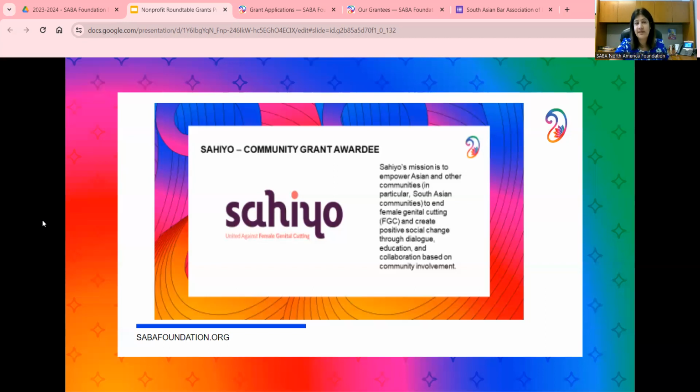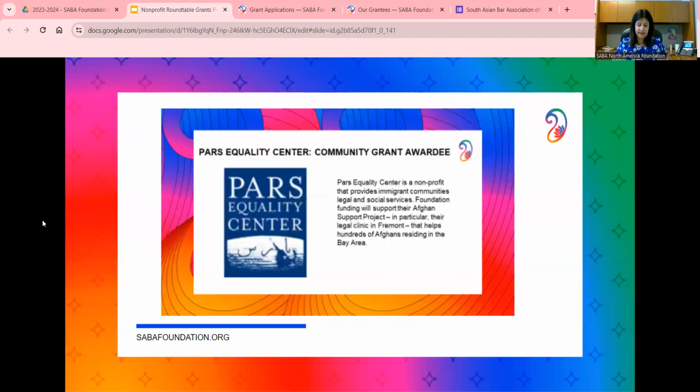The next grantee was PARS Equality Center. And PARS has an interesting story as well, so a little bit of an introduction. PARS Equality Center is a nonprofit that provides immigrant communities legal and social services. The funding that they were requesting would go to support their Afghan support project, in particular their legal clinic in Fremont that helps hundreds of Afghans residing in the Bay Area.